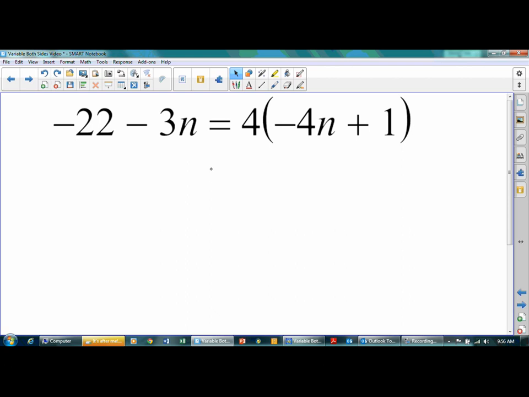Okay. This one would be the same idea. Distribute, but there would be no like terms. So distribute, bring the variables one way, bring the constants the other, and solve.